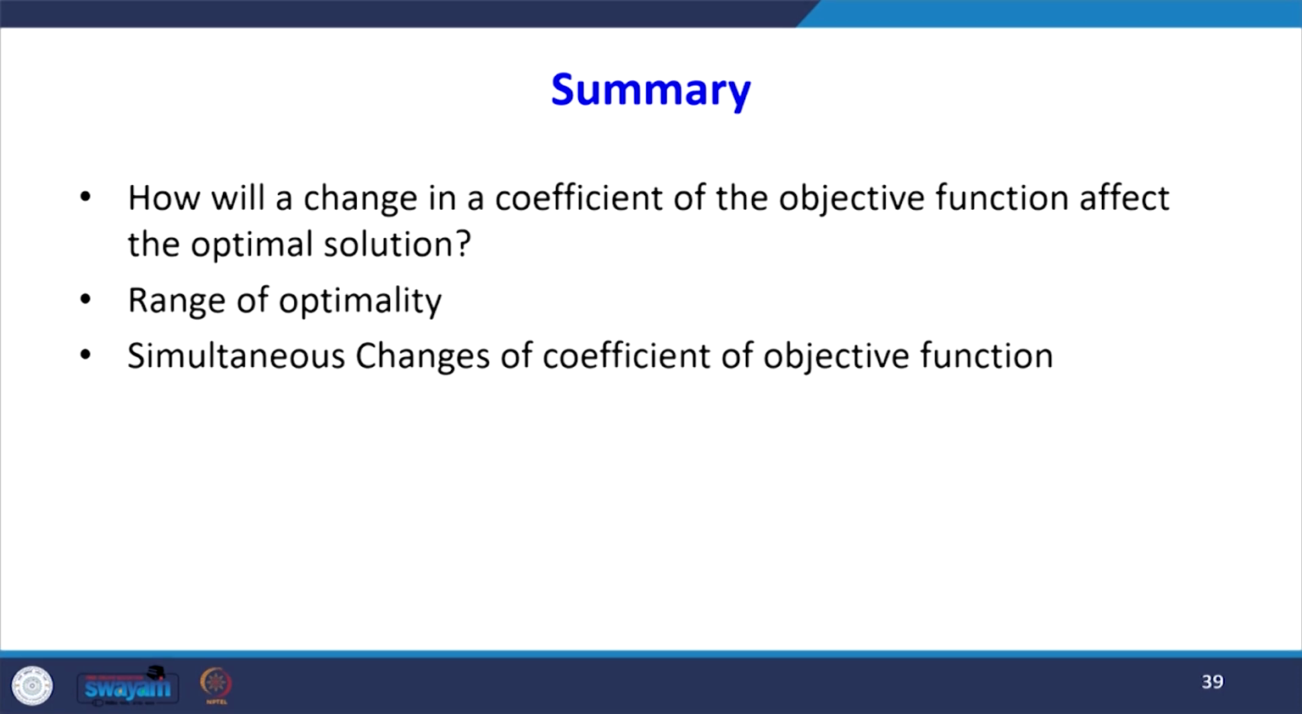Students, in the next class we will learn how a change in the right-hand side value of a constraint affects the optimal solution. So far we have seen how changes in the coefficients of the objective function affect our optimal solution. But in the next lecture, we will see how a change in the right-hand side of our constraint affects our optimal solution.